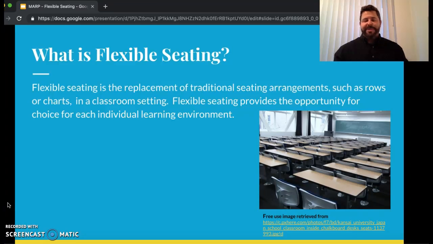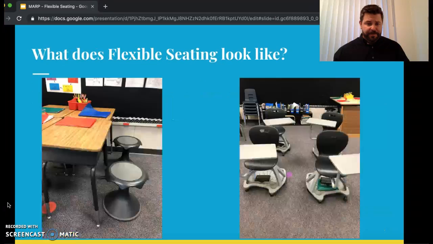What flexible seating is, is changing that atmosphere, changing that environment, and really providing students with individual opportunities for choice and changing their learning environment. As you can see, there's really one environment in this classroom here, and it's very uniform and very plain. Flexible seating is a total change to that type of environment. So let's explore some options.